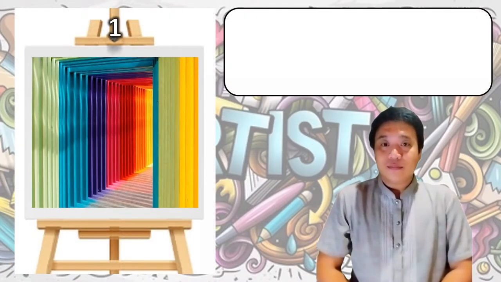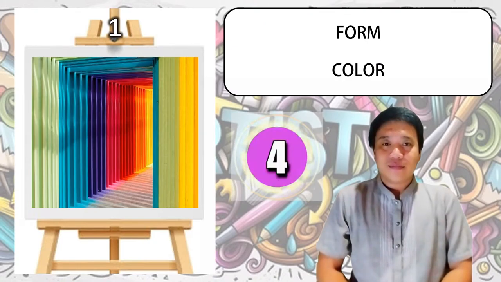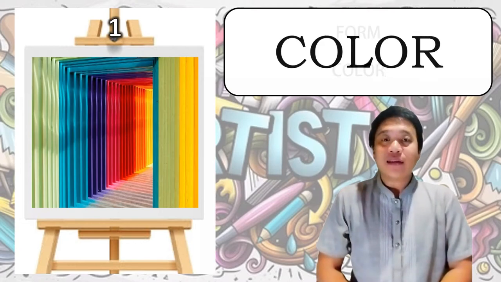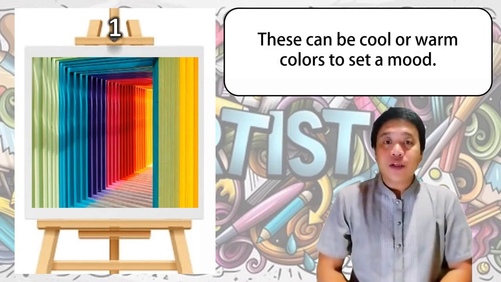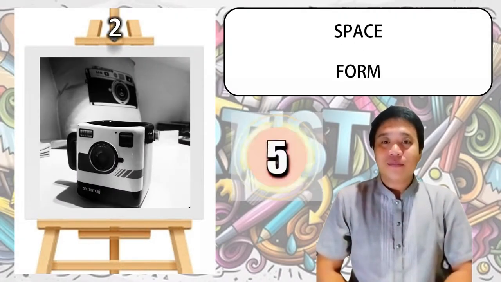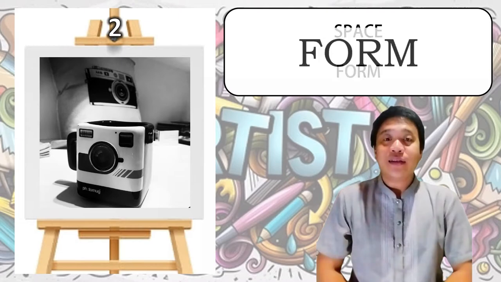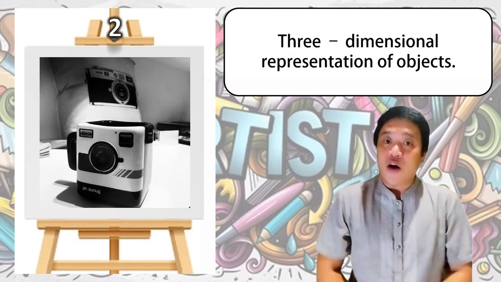Picture number 1. And the choices are... And the answer is color. Color, this can be cool or warm colors to set the mood. Picture number 2. And the choices are... And the answer is form. So form is a 3-dimensional representation of objects.